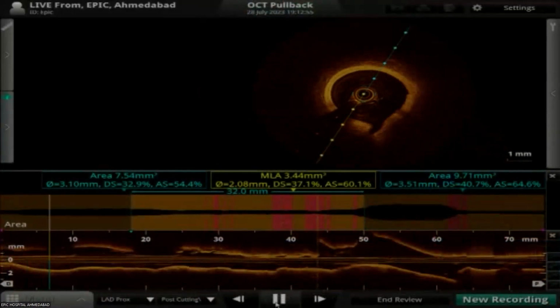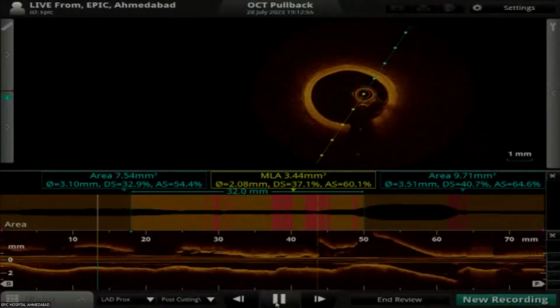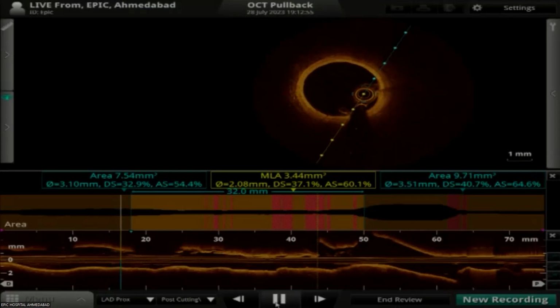Okay. Ready for boost? That's it. We are seeing OCT. Please switch over to the angiogram. Show the POT balloon. Show the main screen. Main screen. Ready for boost? No, please. But yeah, okay.